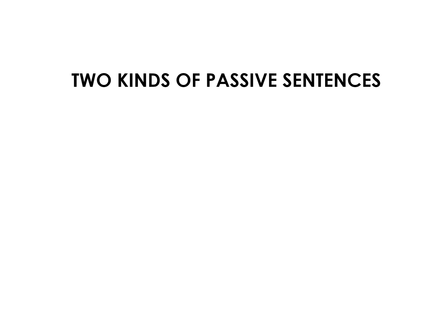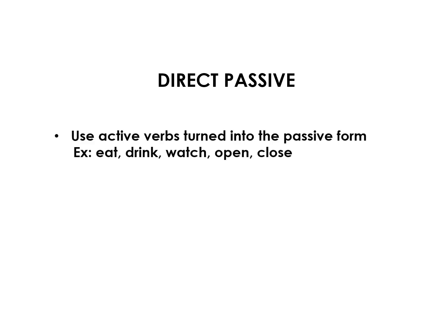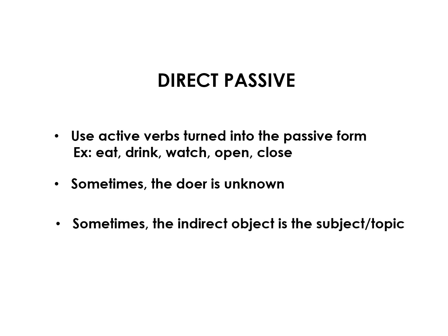There are 2 kinds of passive sentences, direct passive and indirect passive. Let's look at them one by one. Let's look at direct passive sentences first. Direct passive uses active verbs turned into the passive form. Examples of active verbs are to eat, to drink, watch, open, close. These verbs can take a direct object. In direct passive sentences, sometimes the doer is not known, and sometimes the indirect object for whom something is done becomes the subject or topic of the sentence.